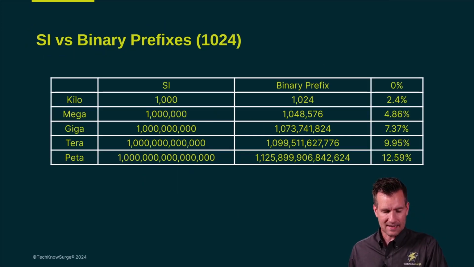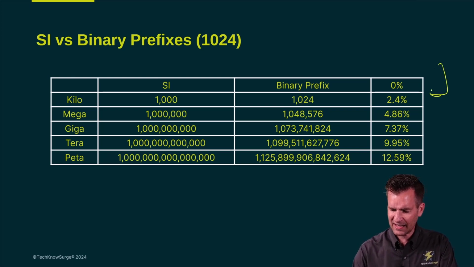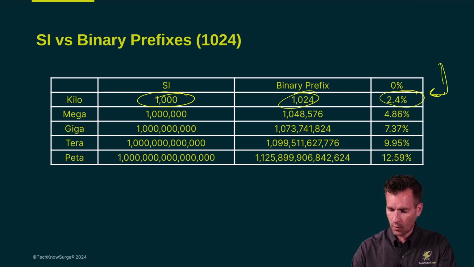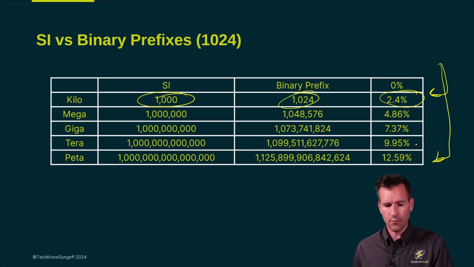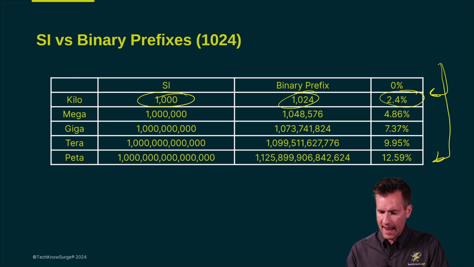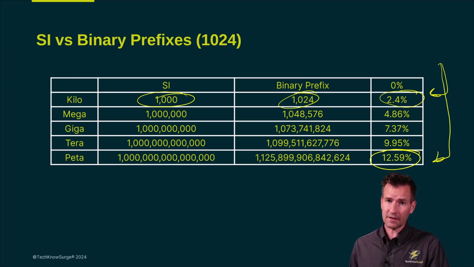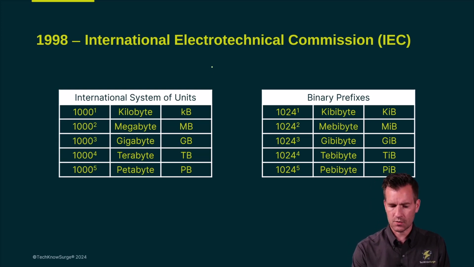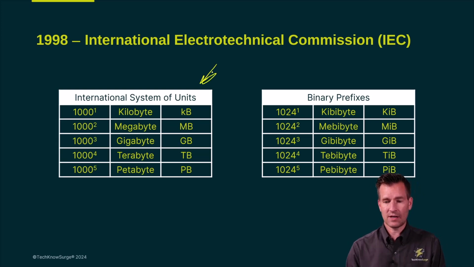Why this makes a difference is because on a small scale, it really doesn't make much of a difference. If we're talking about kilos, 1,000 versus 1,024 is just a 2.4% difference. But as we work our way up, since we're using 1,024 rather than 1,000, at the peta range it's a 12% difference, and that's fairly significant. So there's a lot of confusion out there about these units and a lot of misinformation as well. You'll see much of this measured in SI and much of it measured in binary prefixes.